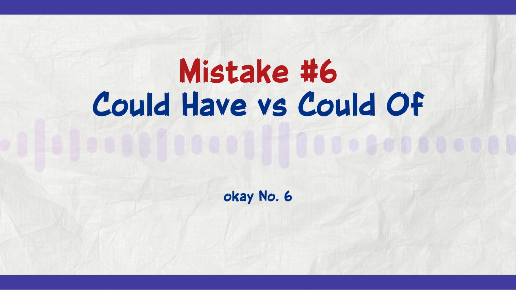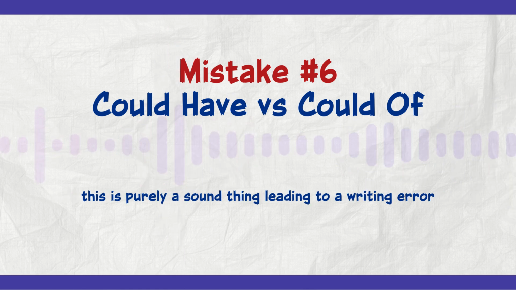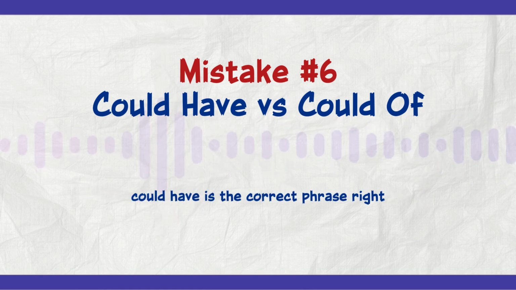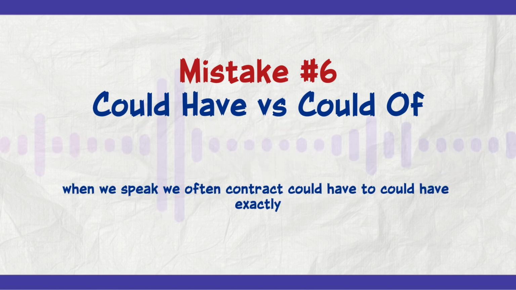Okay, number 6. This one's about could have versus the incorrect could of. Right. This is purely a sound thing leading to a writing error. Could have is the correct phrase. When we speak, we often contract could have to could've. Exactly.